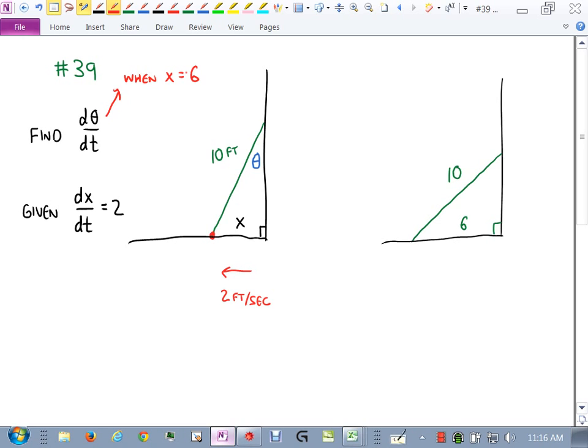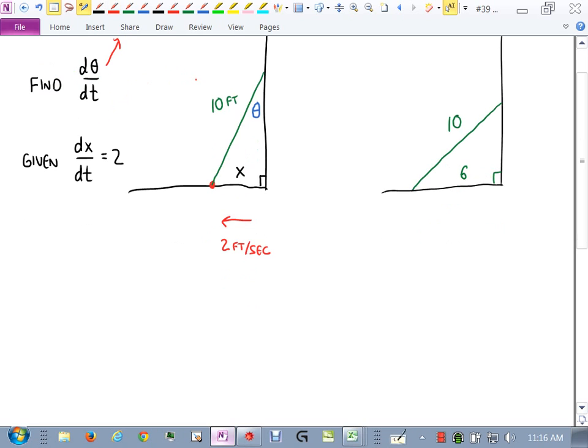Sine function? Sine is opposite over hypotenuse. So if you turn your head, opposite hypotenuse, so we can use sine. So using the relationship here that sine theta is opposite x over hypotenuse 10, I now have an equation that I can differentiate with respect to time.